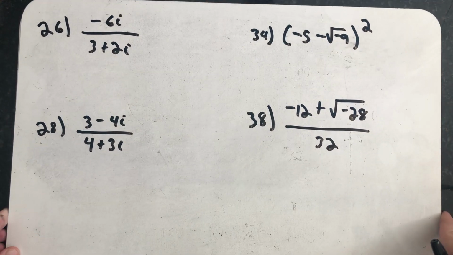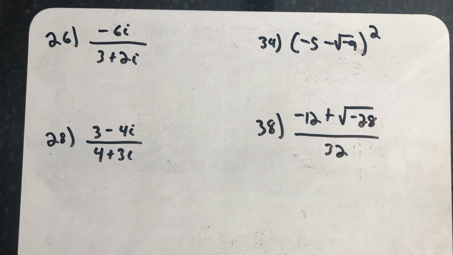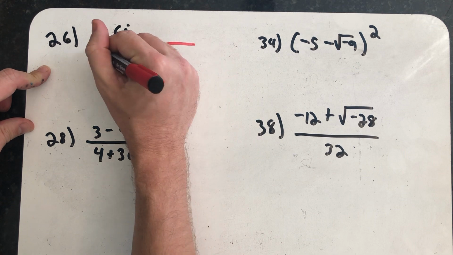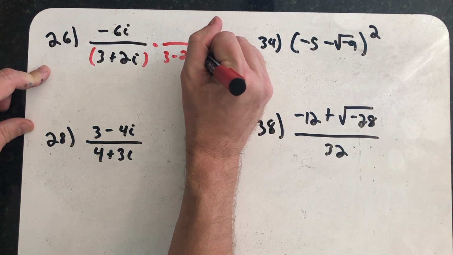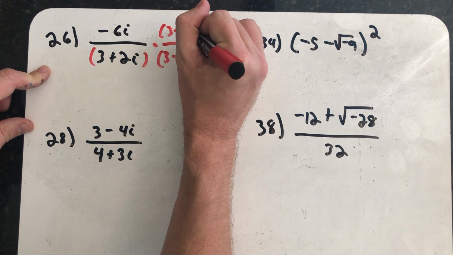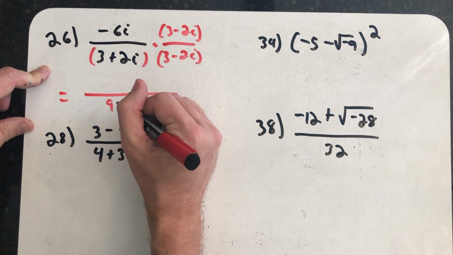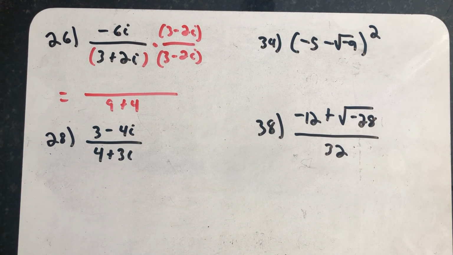Here are the next 4. And the instructions still simply could be perform the indicated operations. Got a couple division problems, and then I have a few problems here dealing with some negatives under radicals. To divide these 2 complex numbers, I'll need to multiply top and bottom by the conjugate of the bottom. So on the bottom I end up with that a squared plus b squared, 9 plus 4, so I'll have a 13 on the bottom when I'm all done.